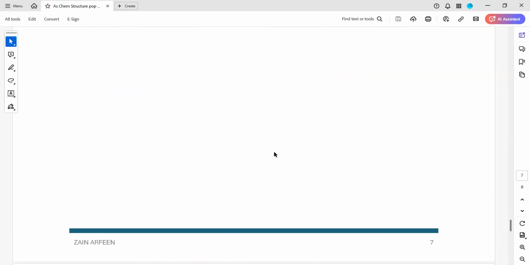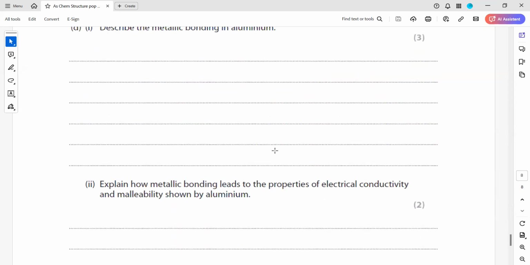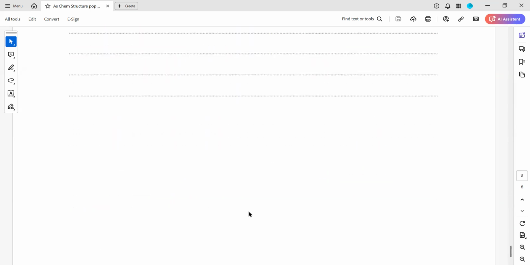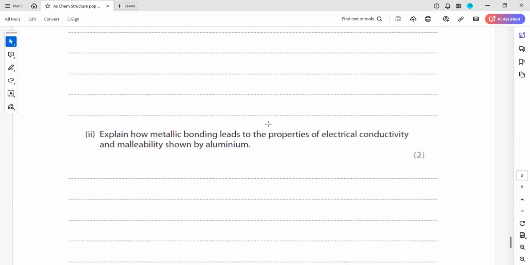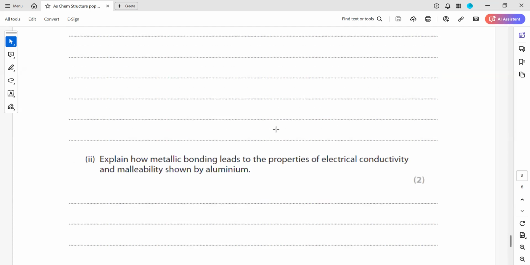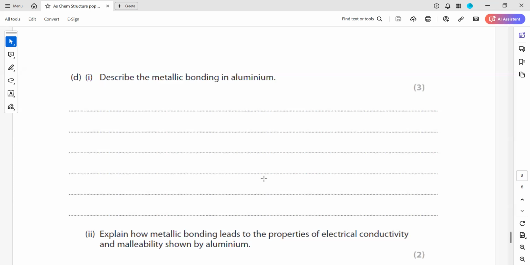That's actually part C which I discussed. Part D, any doubt? I mean, how did D2 get 2 marks? In part D2, explain how metallic bonding leads to the properties of electrical conductivity and malleability. D1 and D2, okay. Describe the metallic bonding in aluminium. How to score the 3 marks.